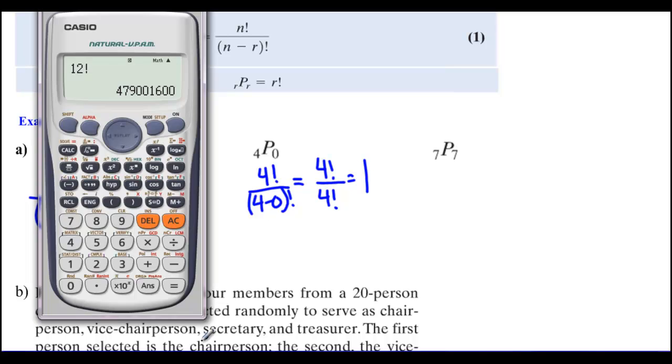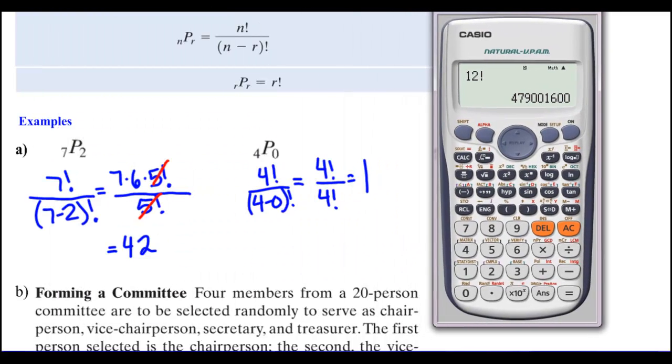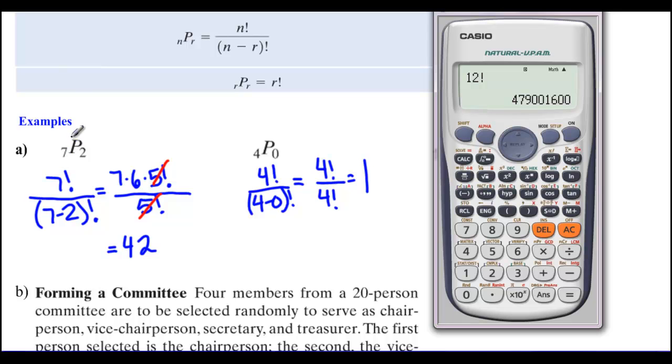Now, I do want to show you that your calculator can do these also. So for the 7 pick 2, we can do 7, and then our pick is over here. It's going to be shift, and then the multiplication.